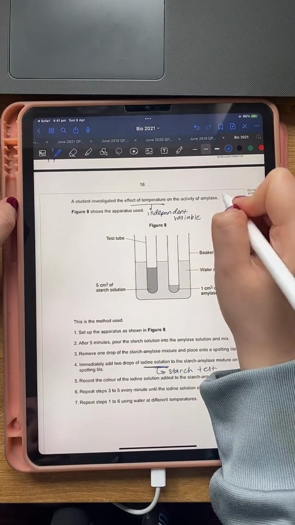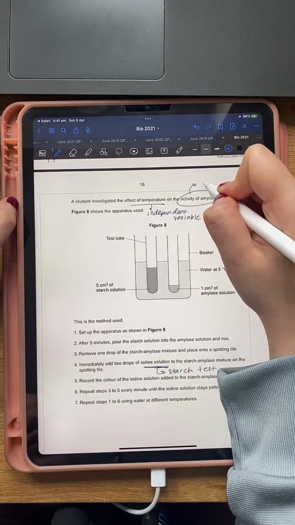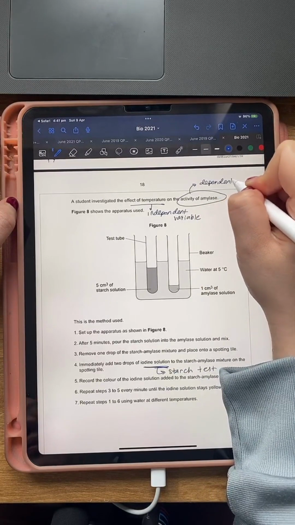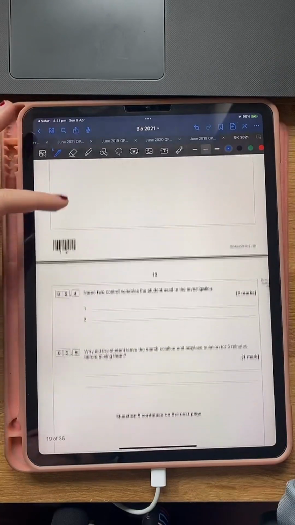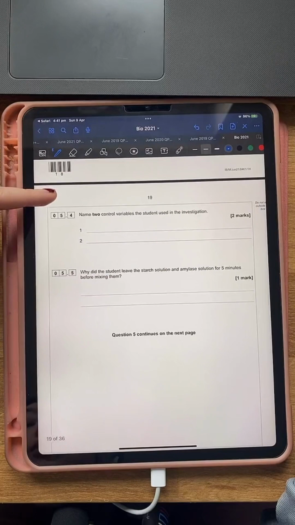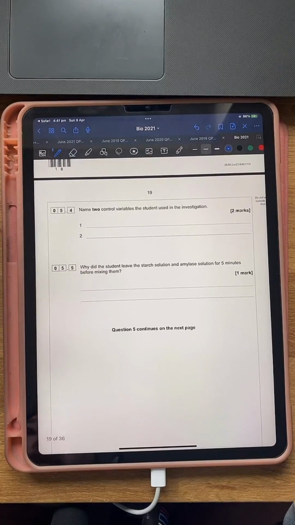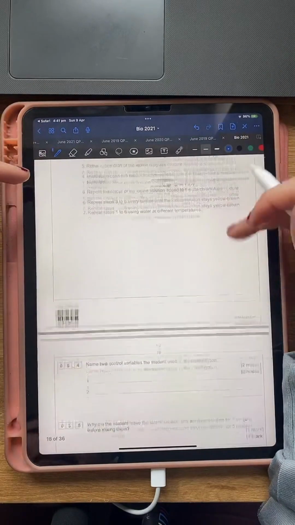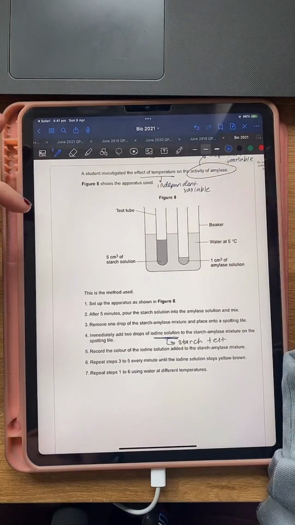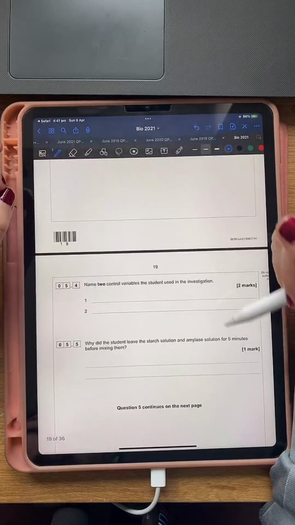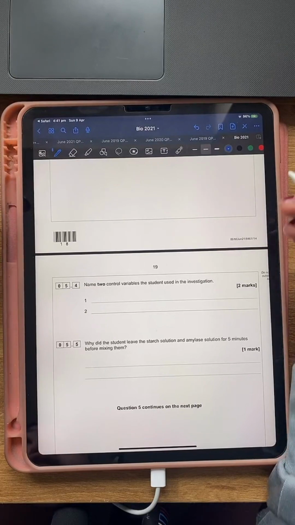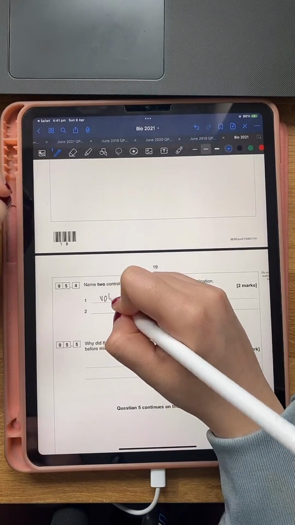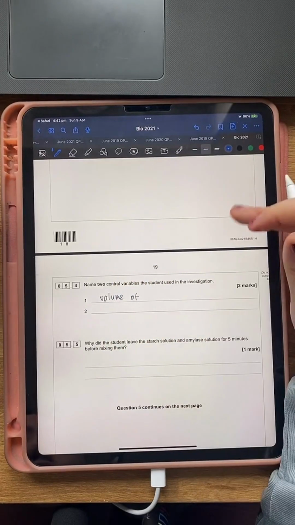Name 2 control variables the student used in the investigation. So this one, you can't say temperature because we're saying here that temperature is what you're changing. A lot of the time, students think that the answer is temperature. That's because generally it would be, but in this case, it won't be. So you can say volume of, let's see what they used. Water at 5 degrees Celsius. You can say the temperature. Oh no, this one's already classified, so you can't talk about the water or the temperature there.